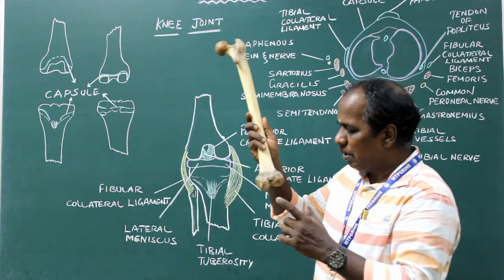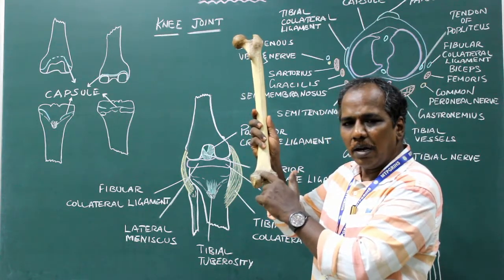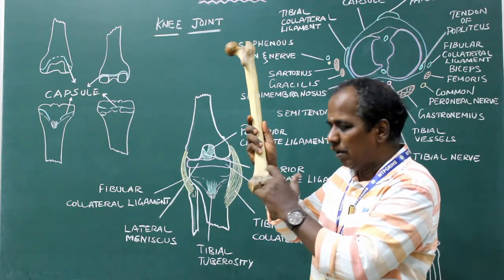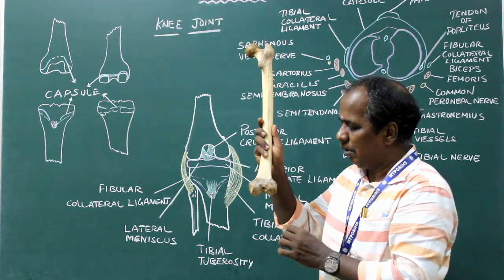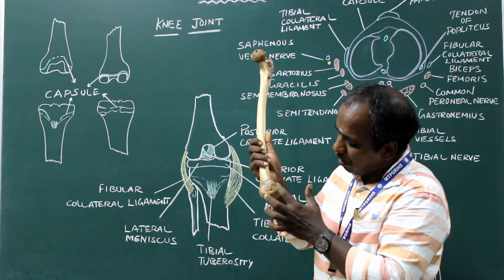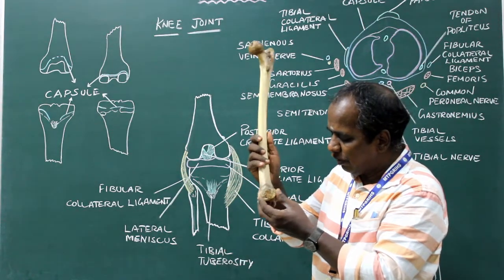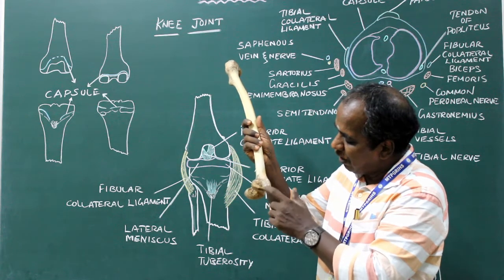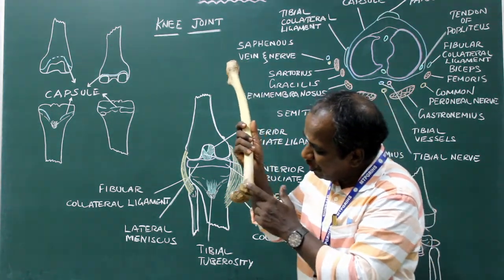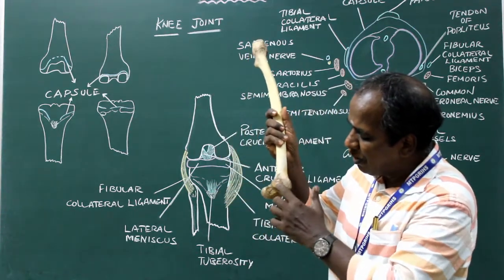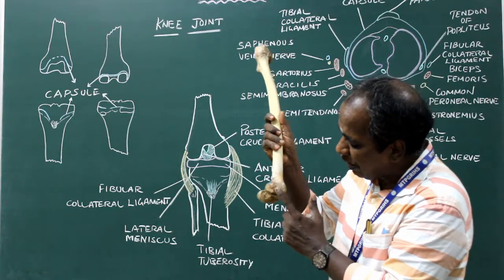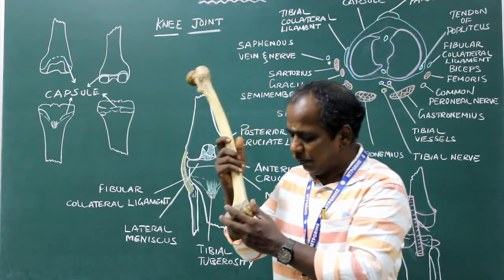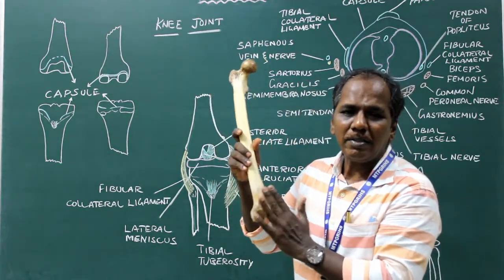So, attachment: posterior intercondylar line, posterior margin of the medial and lateral condyles of the femur, margin of the articular surface of the medial condyle, and laterally the margin of the articular surface of the lateral condyle, proximal to the popliteal groove. So, it runs proximal to the popliteal groove, so the popliteus muscle becomes intracapsular. Anteriorly, it is deficient.